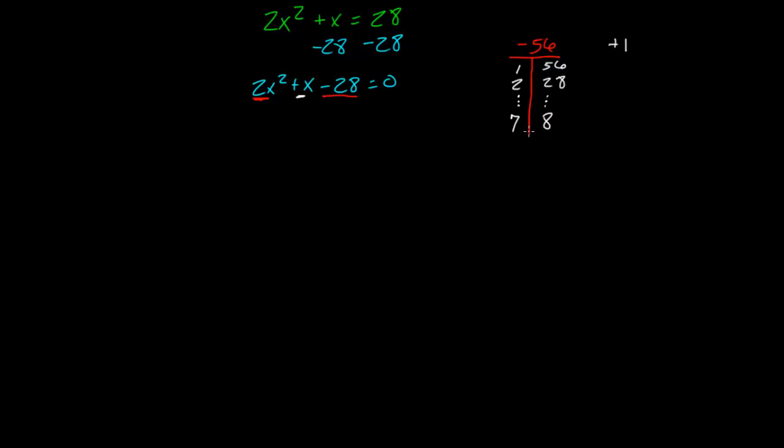Now we've got to decide which one should be negative. We have a negative 8 plus 7. That's going to leave us a negative 1. Not going to add up to be a positive 1. So I'm going to put a negative 7 and a positive 8.